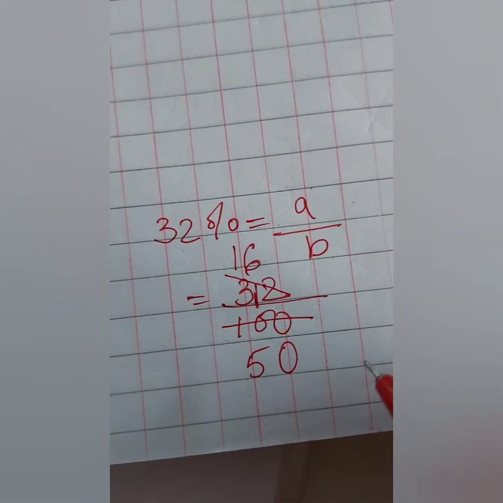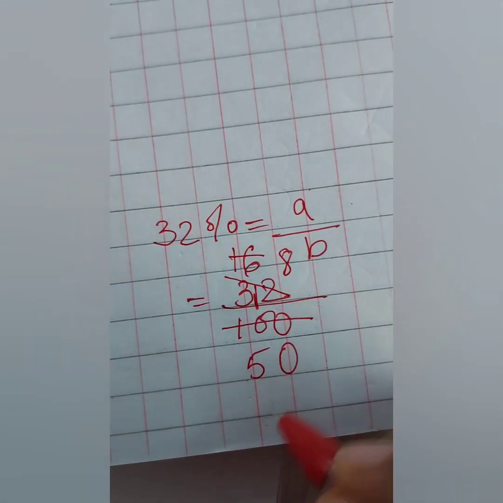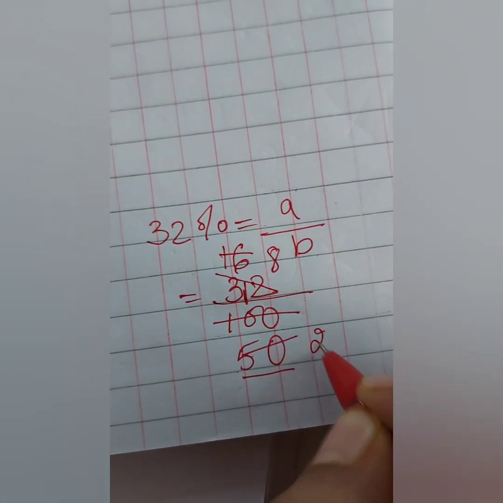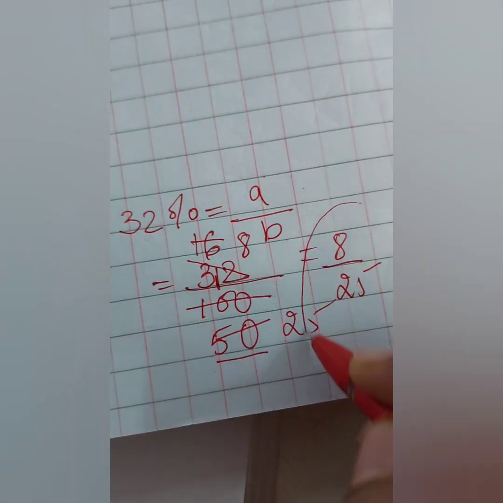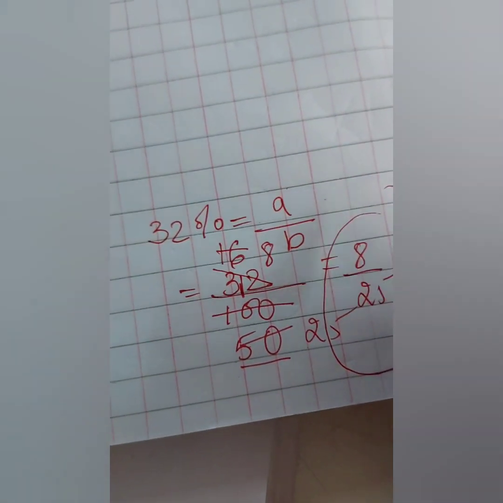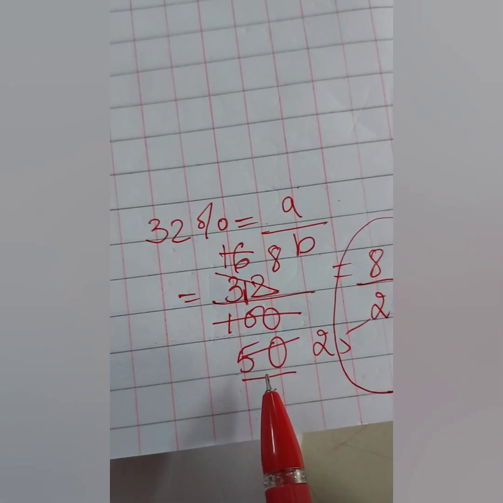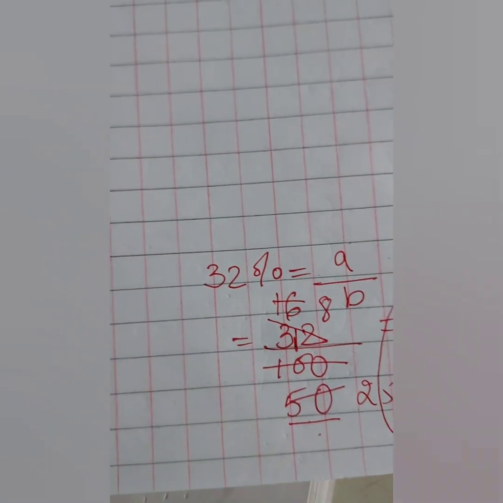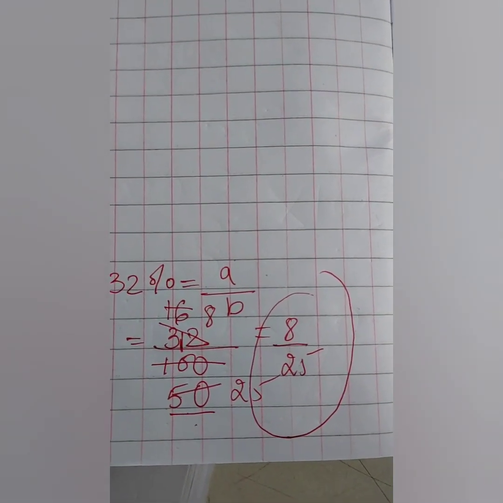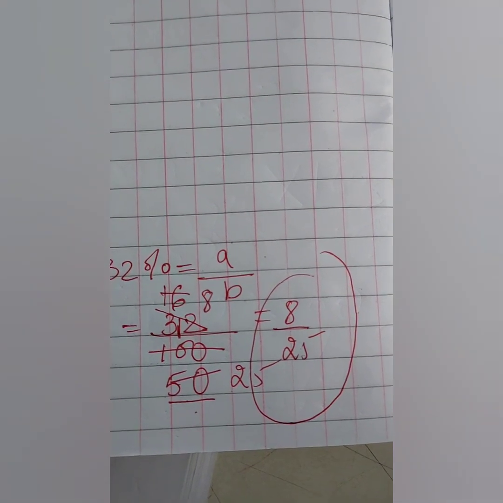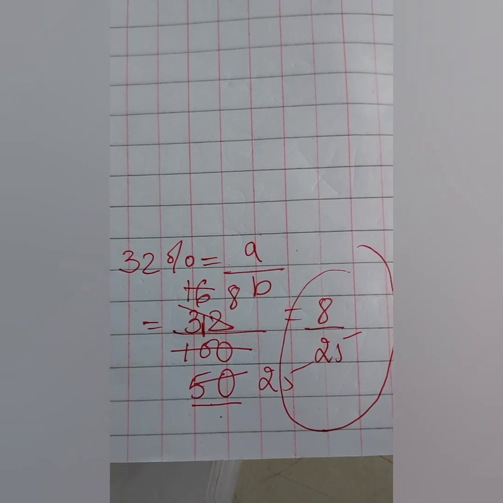Yes, it is getting cancelled by the 2's table. Also, further it can be cancelled. And the answer is what? 8 upon 25. So see, I have changed it into a fraction. Simply what you have to do, you have to take the number and make it upon 100. If it is getting reduced, cancel it by a table.